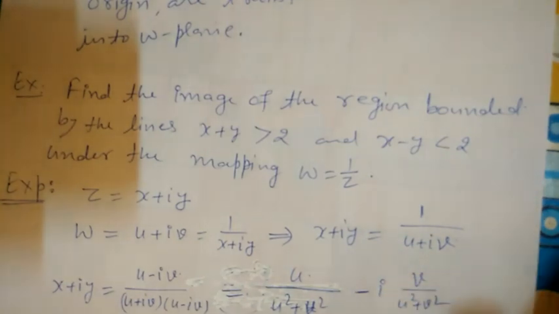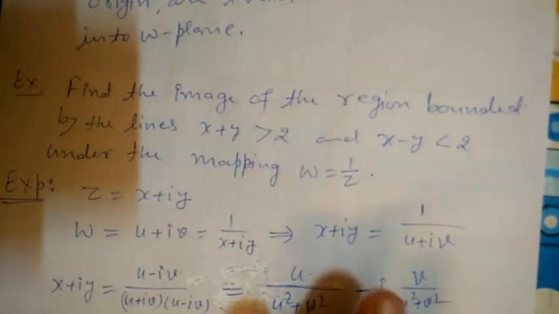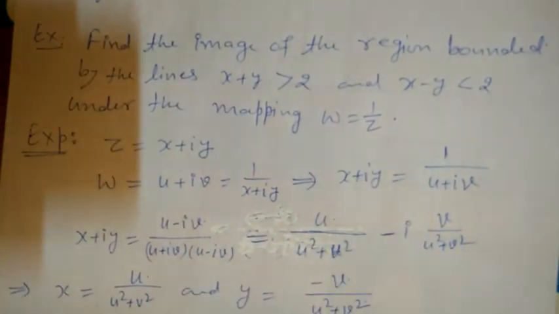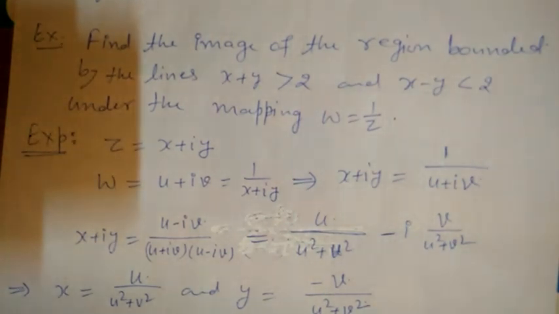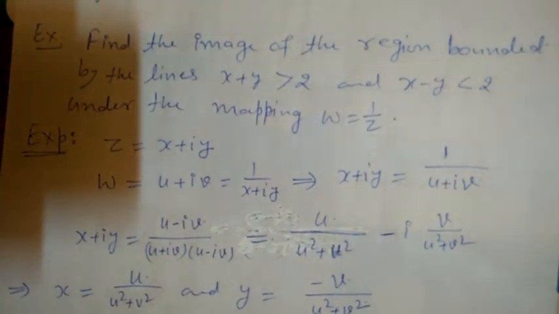Now we explain the inverse mapping with the help of an example. Find the image of the region bounded by the lines x plus y greater than 2 and x minus y less than 2 under the mapping W is equal to 1 upon Z. That is, W is equal to 1 upon Z is the inverse mapping or inverse transformation.